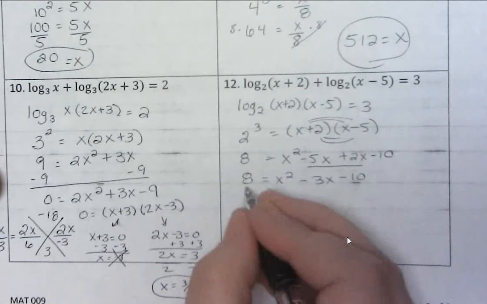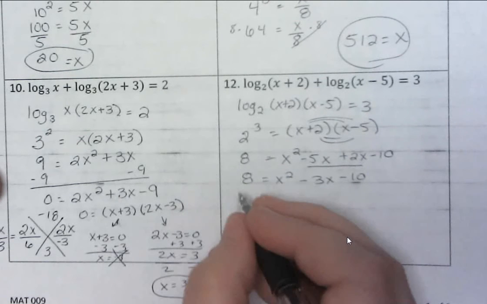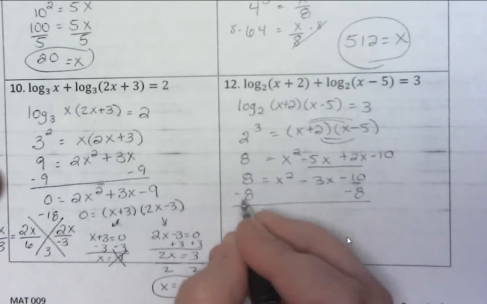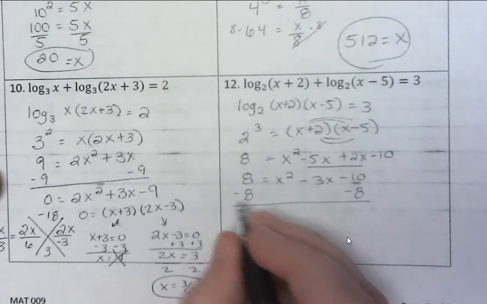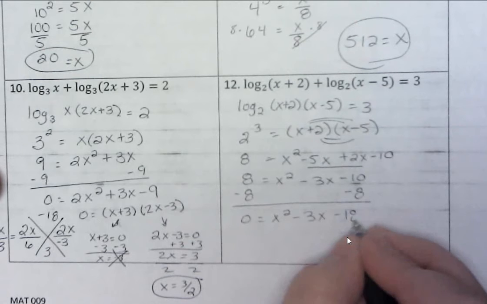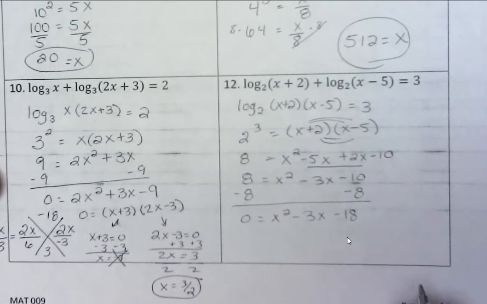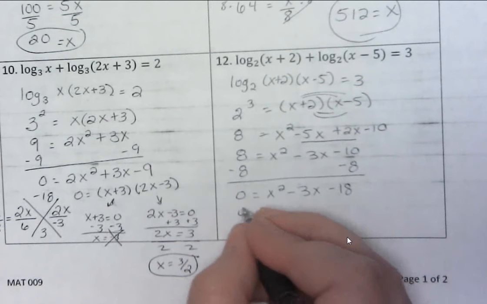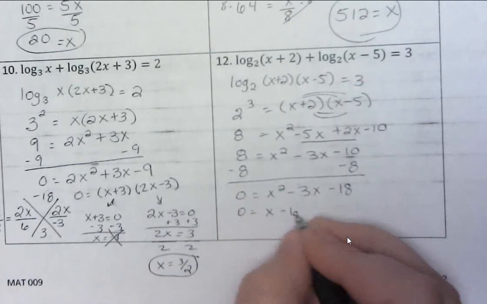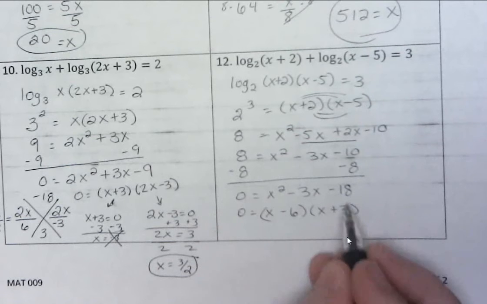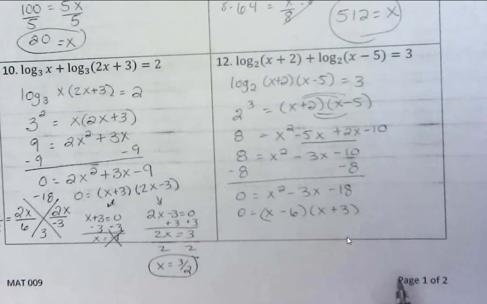And then remember, when we have a quadratic equation, we want to set it equal to 0. So we do that by moving this 8 to this side. So we have 0 equals x squared minus 3x minus 18. And now you can solve it by factoring, quadratic formula, any method that you choose. So we end up getting x minus 6, x plus 3, because those two numbers multiply to give you negative 18 and add to give you a negative 3.